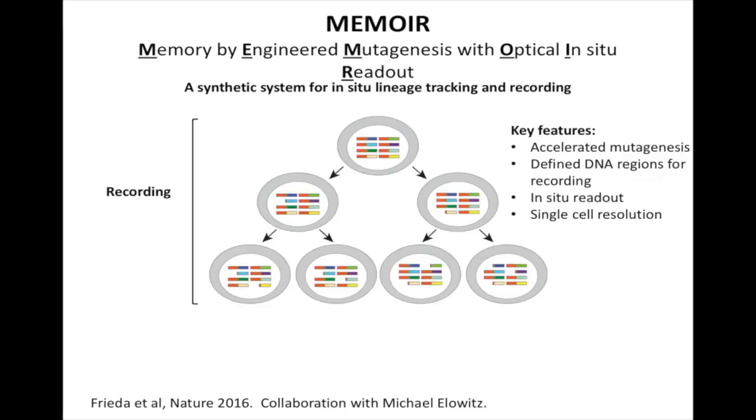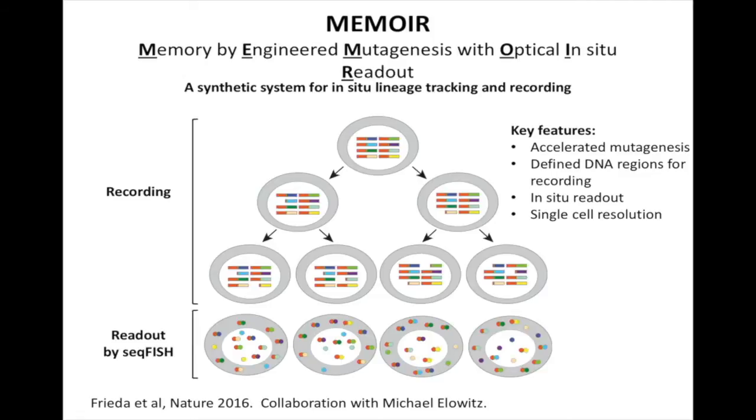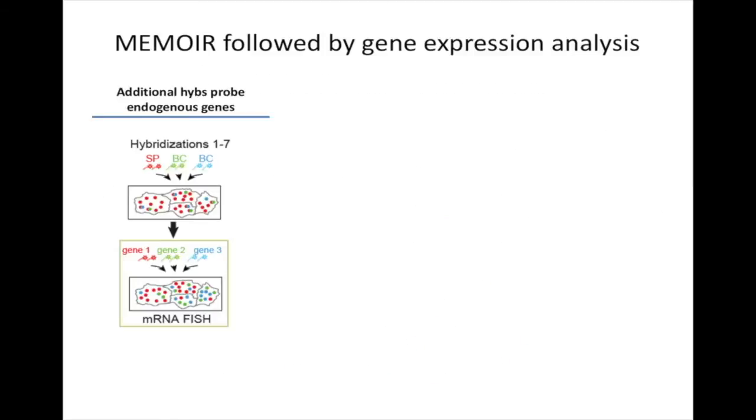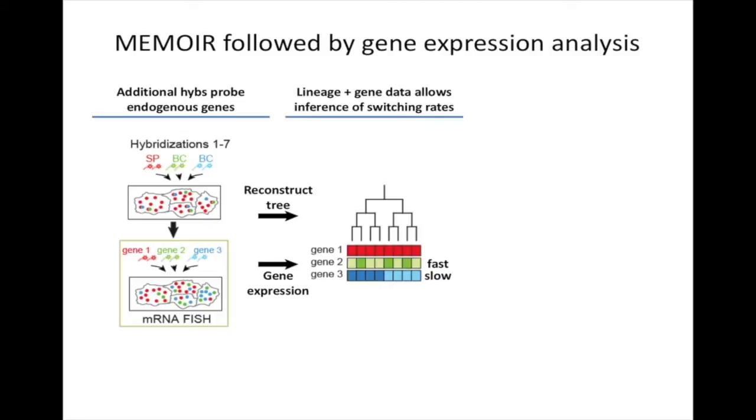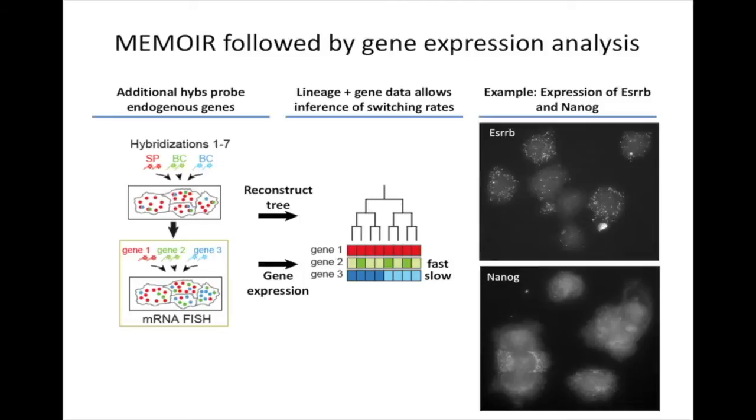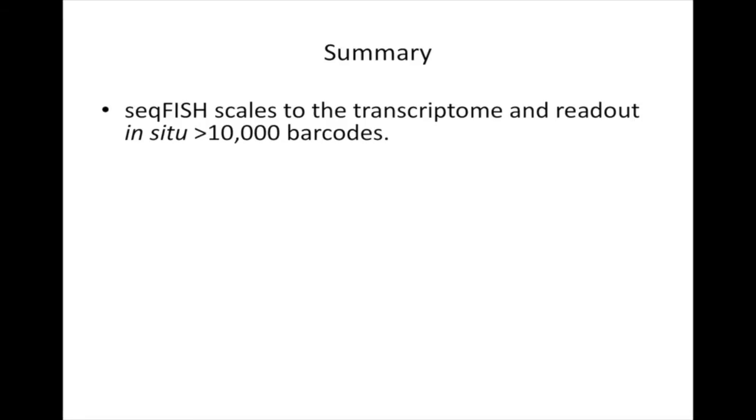Okay, so we can apply this kind of technology that we developed to massively increase the multiplexing in single cells to MEMOIR. So Jay mentioned this. We can generate mutations in cells and then decode these mutations using seqFISH to read out the lineage information. But then after the lineage tracking experiments are done, we can perform the seqFISH on additional genes. So in the proof of principle experiment, we only did 3 genes, but now I'll show you we can do 10,000 genes and then infer rates.